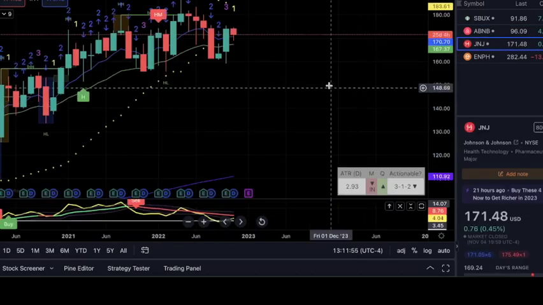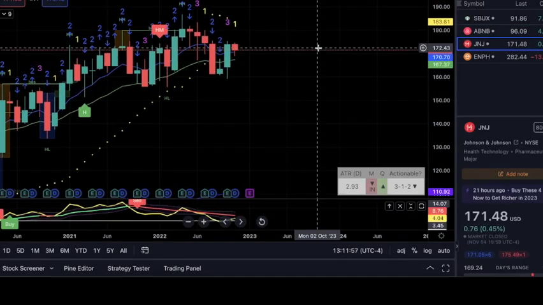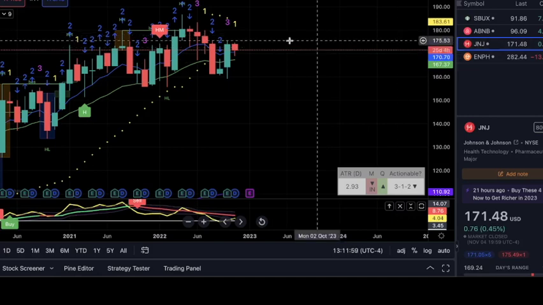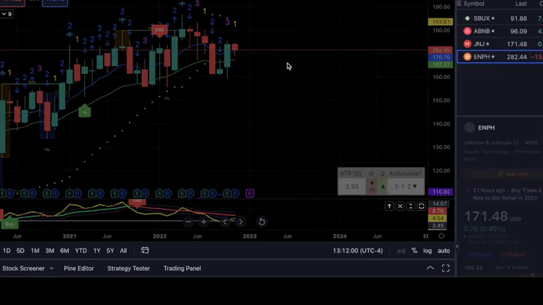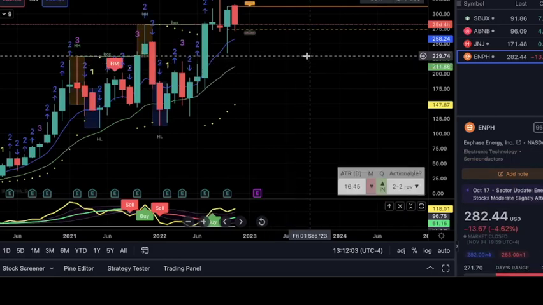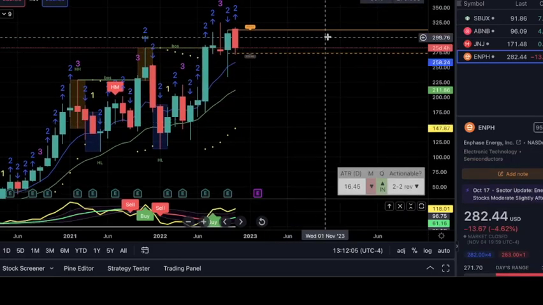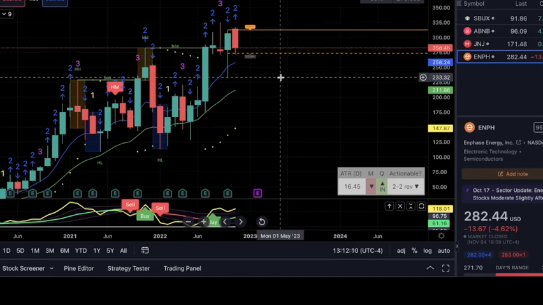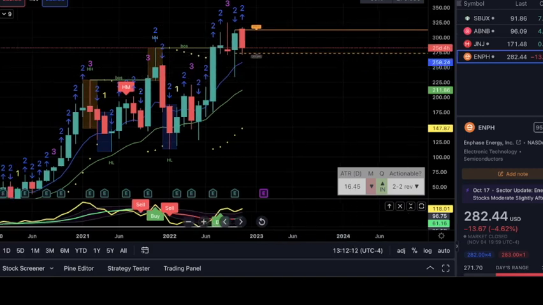And then Johnson and Johnson, it's not really doing much. We were looking at that, but EMPH is about to trigger the 50% rule on the month. So I wanted to mention that. It's really all I had for the monthly setup.